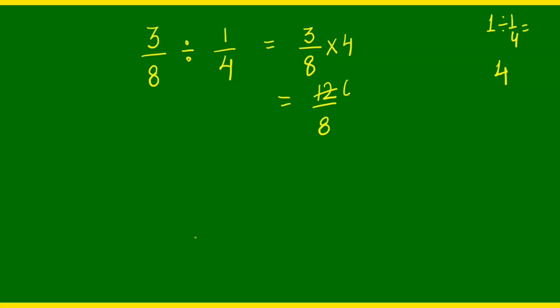So we will multiply this by 4 and we know the answer has to be 12/8. We can simplify it; we can divide by 4. So we will get 3/2, which means 1 and 1/2. Now let's try to understand it pictorially.